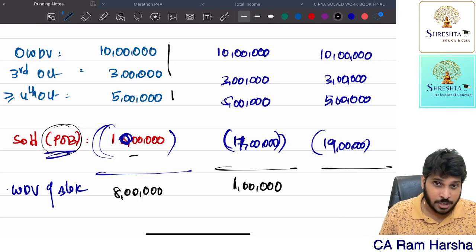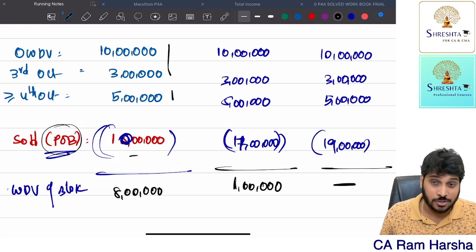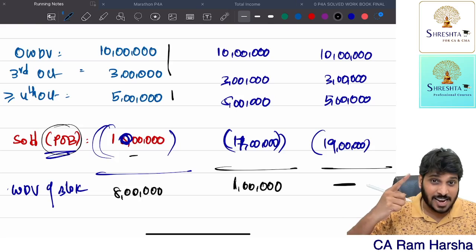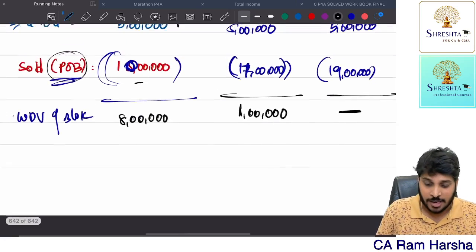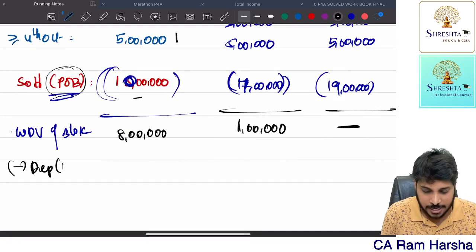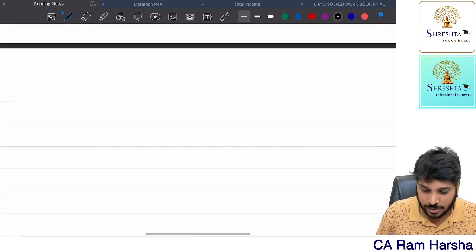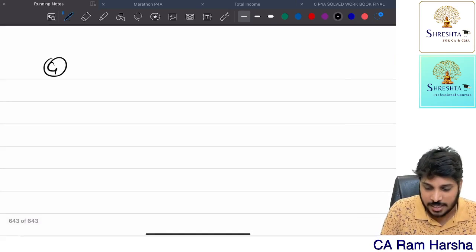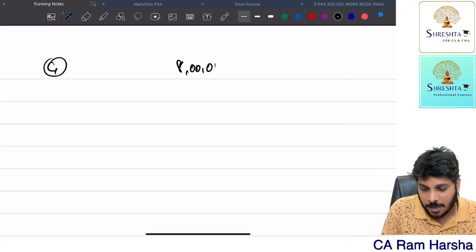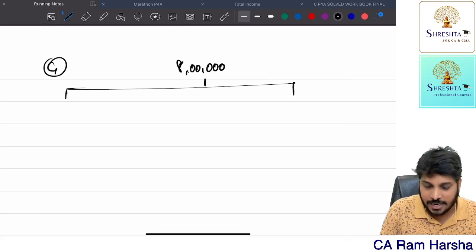So can the WDV of the block be negative? No, therefore no depreciation. The excess 1 lakh negative is a short term capital gain. Fine. Now minus depreciation, working note number 1. Now how to calculate? Case number 1. What is the WDV of the block? 8 lakhs. Now this year, this 8 lakhs we should allocate.